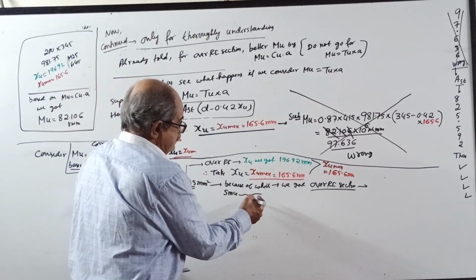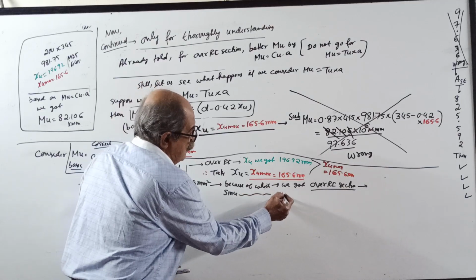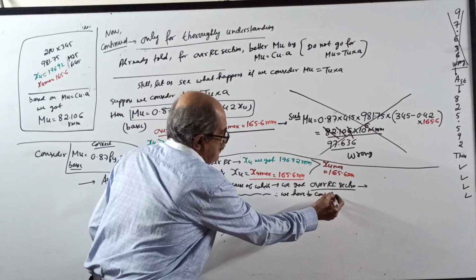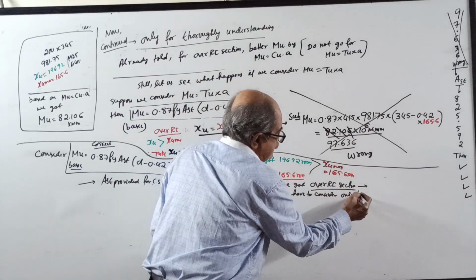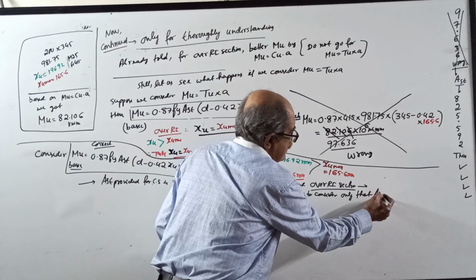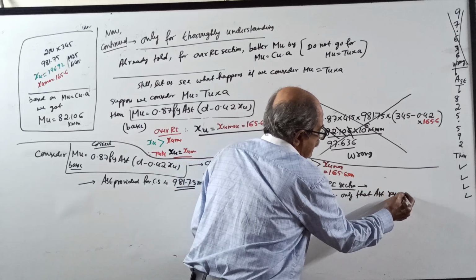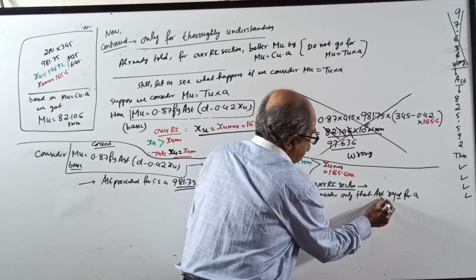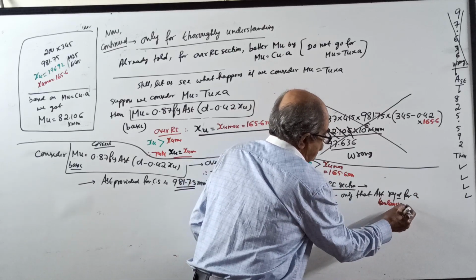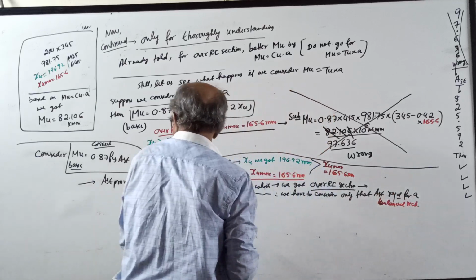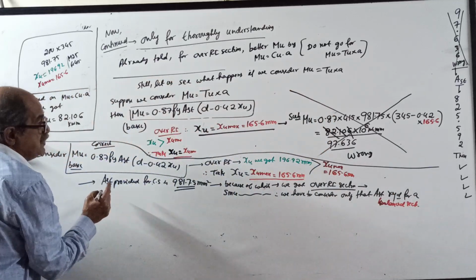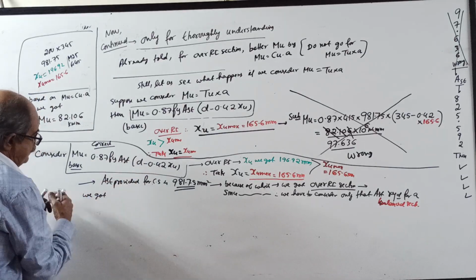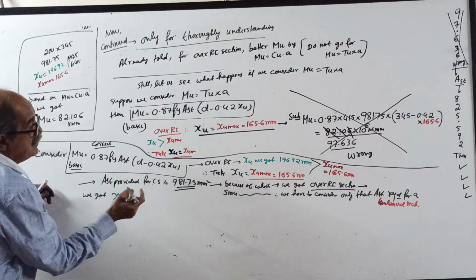Therefore, see that statement you write. Therefore, we have to consider only that Ast required for a balanced section. In red color. Required for a balanced section. Balanced section. Now see, once again, this is all for understanding. We got Xu equal to, how much we got?